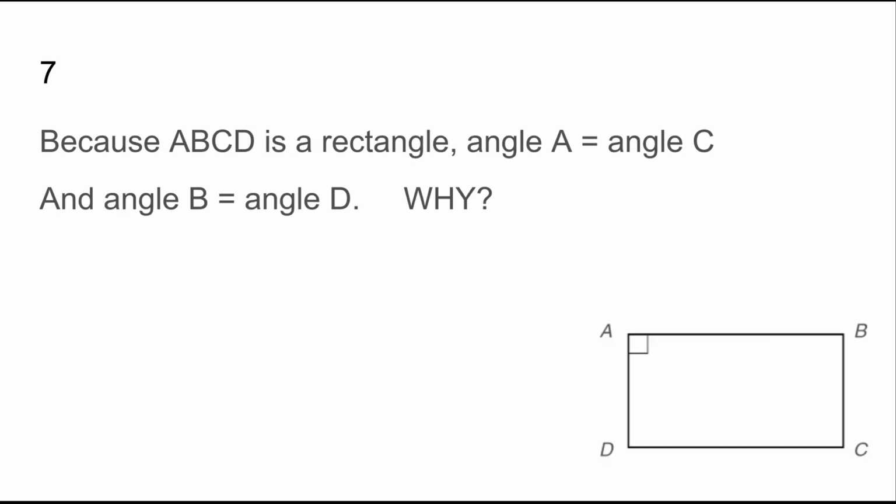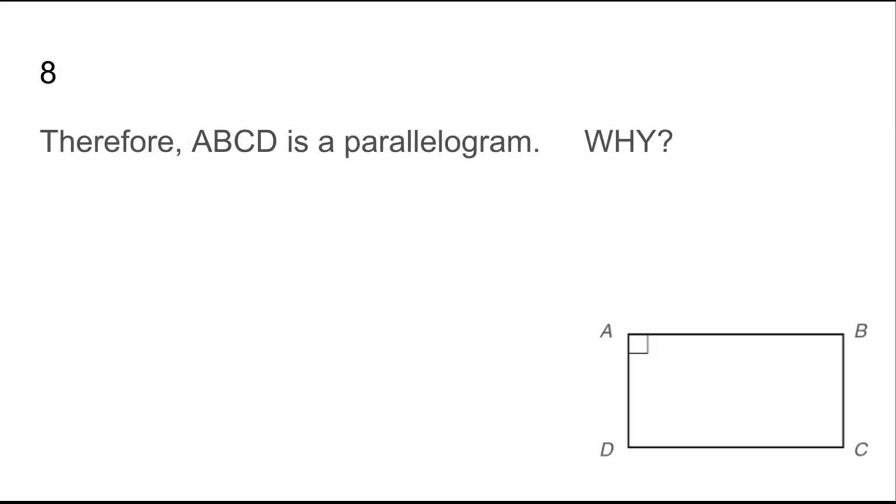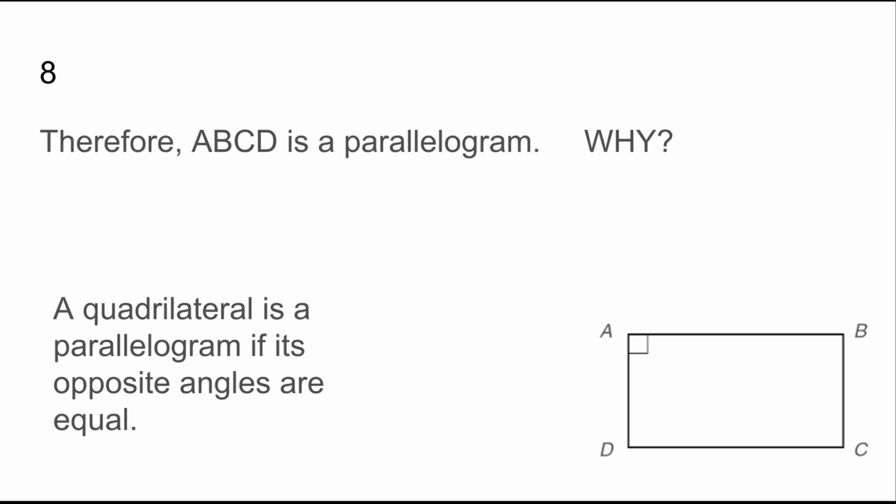Okay, so let's answer some questions. Because ABCD is a rectangle, angle A is equal to angle C, and angle B is equal to angle D. Why is this true in a rectangle? Well, all the angles of a rectangle are equal. They all are 90 degrees. Therefore, ABCD is a parallelogram. Why? Well, a quadrilateral is a parallelogram if the opposite angles are equal. So D and B are equal, A and C are equal.